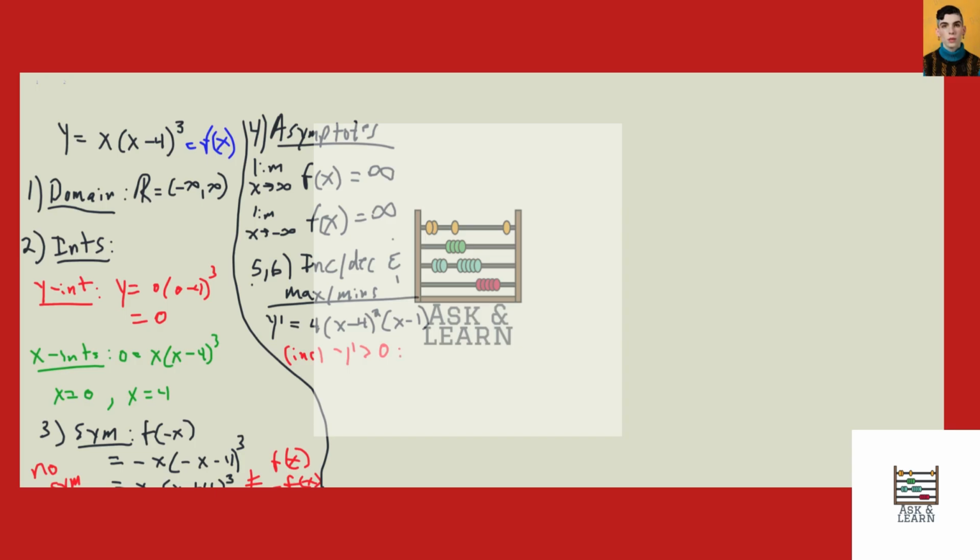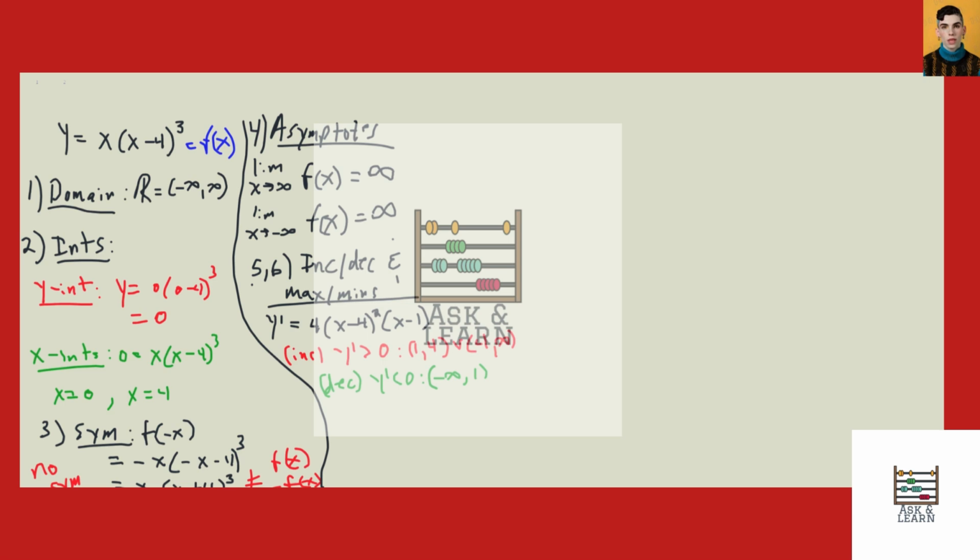So this function is increasing on 1 to 4, and then 4 to infinity. And we can figure out where this function is decreasing by looking at where y prime is strictly less than 0, and then once again, just for the brevity of the video, I went ahead and did this already. It would be negative infinity to 1.